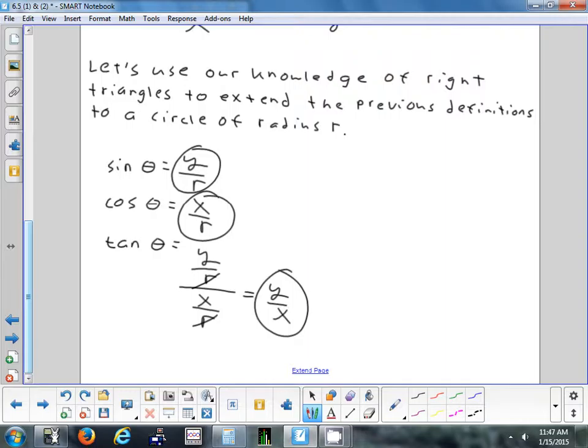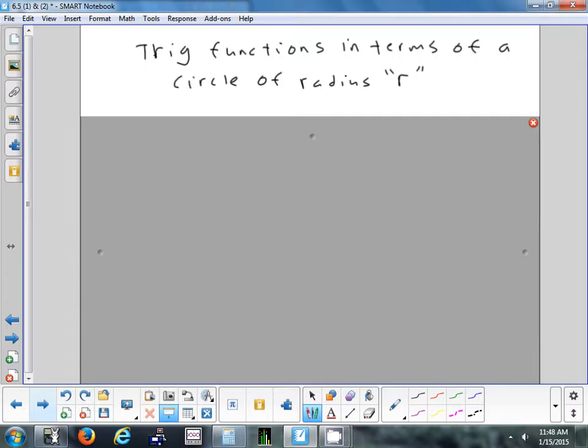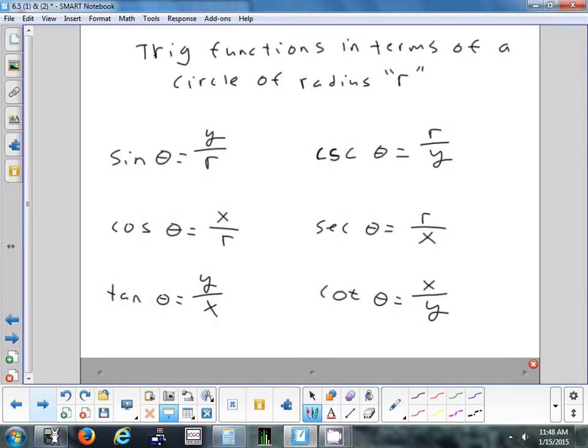So those are the first 3 trig functions for doing trigonometry on something that's not a unit circle. Right? And to get the next 3, you already just copied the 3 on the left, you just flip them. Cosecant is r over y, secant is r over x, cotangent is x over y.